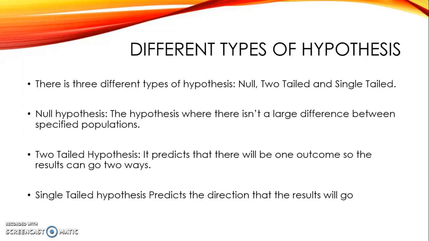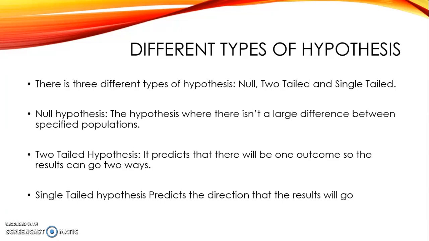So there's 3 different types of hypotheses that you can use. These are null, two-tailed, and single-tailed. A null hypothesis is where there isn't a large difference between the 2 specified populations. A two-tailed hypothesis is where it predicts that there will be one outcome, so the result can go 2 ways.